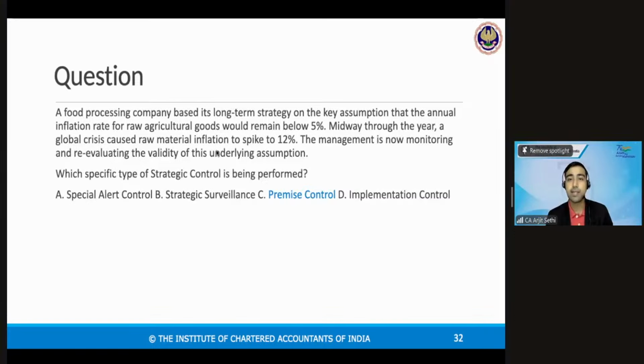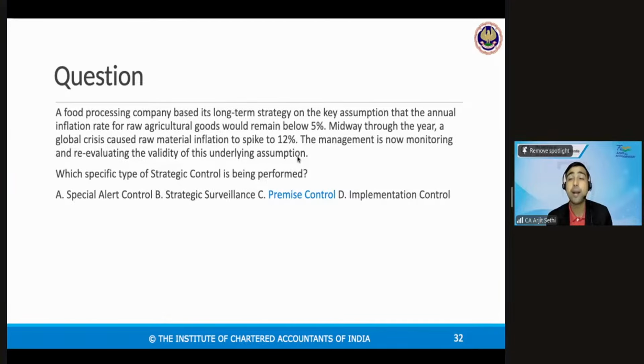Keyword miss कर दिया. You guys missed the keyword. The management is now monitoring and re-evaluating the validity of underlying assumption. Premise control is all about evaluation of underlying assumptions. Premise control. Did you get it? Are we clear on this? Special alert control does not talk about the underlying assumptions and their re-evaluation. Premise control is the strategic control which helps in evaluating or re-evaluating the underlying assumption.